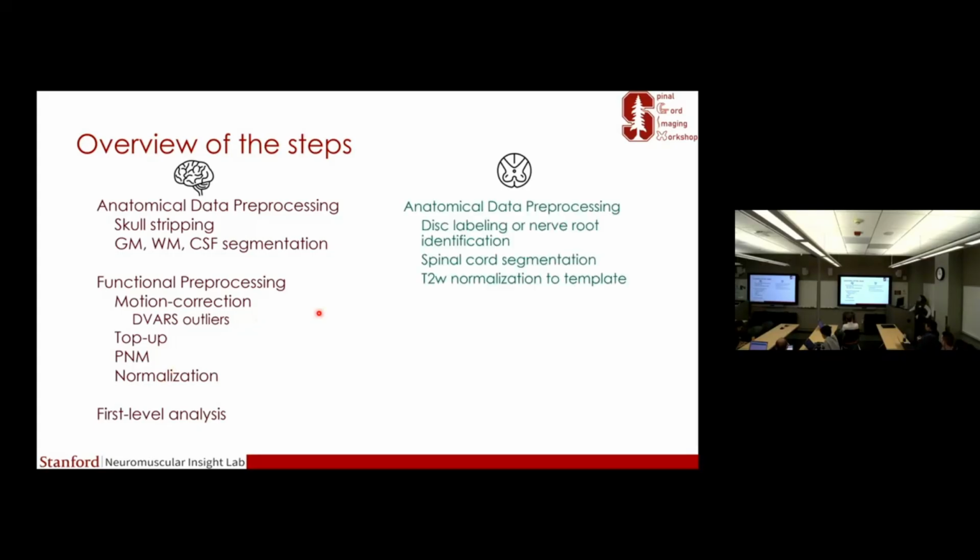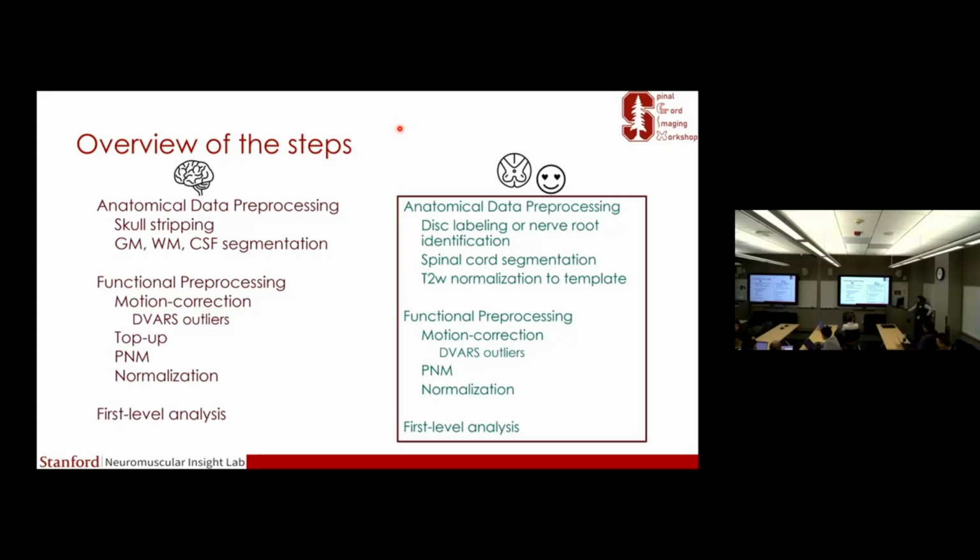For the spinal cord, we do anatomical data processing as well. So we identify disc labels, or now we are actually identifying nerve roots, and we segment the spinal cord. We normalize our T2 weighted images to the template, and then we continue with the functional pre-processing. We try to keep it as similar to the brain because we want to look at the interaction between them. So we don't want to apply hugely different pipelines between those two. And then ultimately we continue to first level analysis.